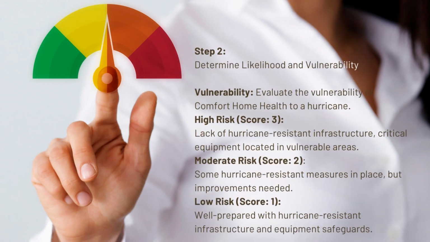Step 2B. Let's evaluate the vulnerability. Give a score of 1 for low risk, meaning well prepared with hurricane-resistant infrastructure and equipment safeguards. A score of 2 for moderate risk, some hurricane-resistant measures in place, but improvements needed. And a score of 3 for high risk, meaning lack of hurricane-resistant infrastructure, critical equipment located in vulnerable areas.